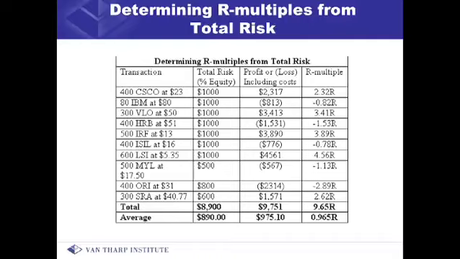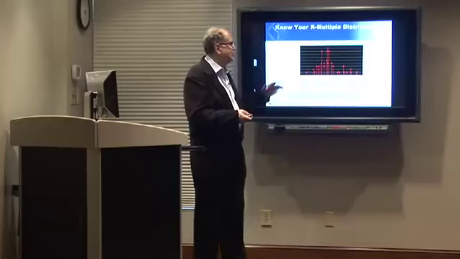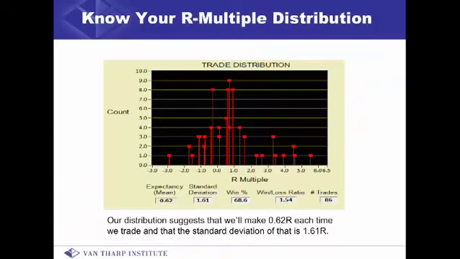So it's pretty simple. And then your average R multiple is what I call expectancy, which is what you can expect to make in terms of risk on every trade. So you need to know your R multiple distribution. And for a trading system, it might look something like this. A lot around the center, hopefully not too many losses, and then the gains will go further out.